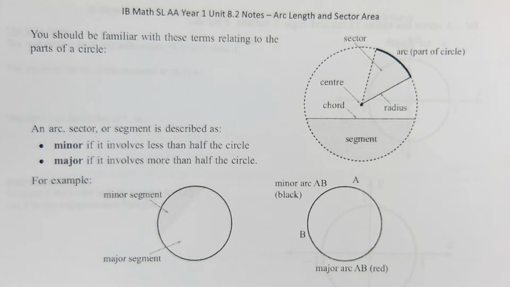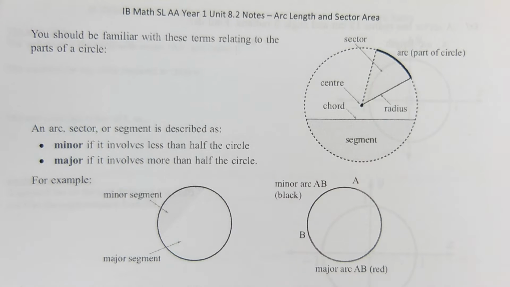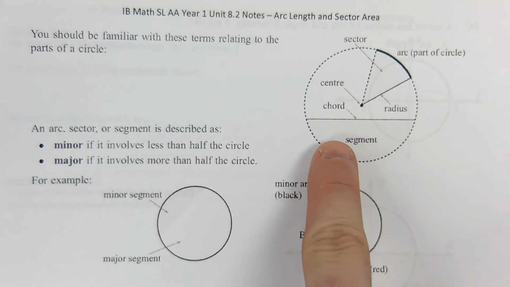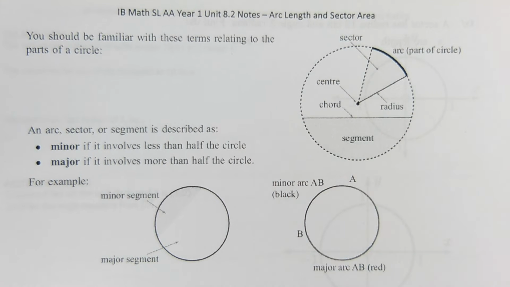You should know what a sector is. A sector is like a slice of pie. You should know the center of a circle. You should know what a radius of a circle is. You should know what a chord is. And a chord is any line that goes from edge to edge of the circle without being the diameter. And lastly, an arc. An arc is literally a piece of a circle, just a piece of it.